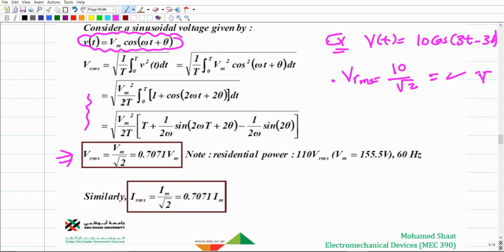Automatically, for any voltage source in the sinusoidal form, in the cosine form, its root mean square voltage value is going to be its peak value divided by the square root of 2. The same thing applies to the current. How about if the current is already given in a sinusoidal form as a cosine function? Automatically it's going to be its peak value, the coefficient of the cosine function, divided by the square root of 2. This automatically is going to give us the root mean square of the current function.